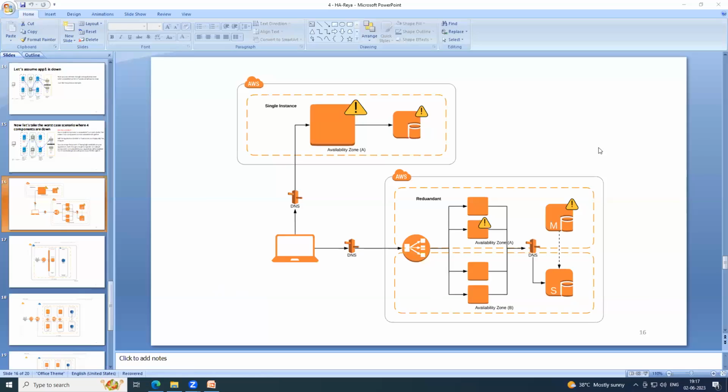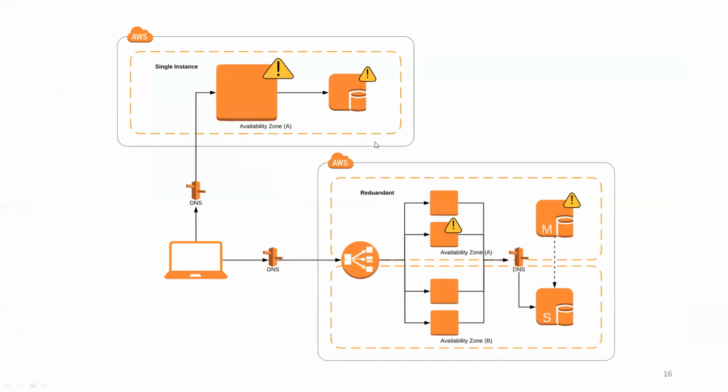Can you please confirm, can you see my screen? Okay. So the bottom one is highly available, correct? You see the load balancer there, and how many availability zones are there in the bottom one? 2 availability zones. So this load balancer is sending the traffic to multiple availability zones, correct?